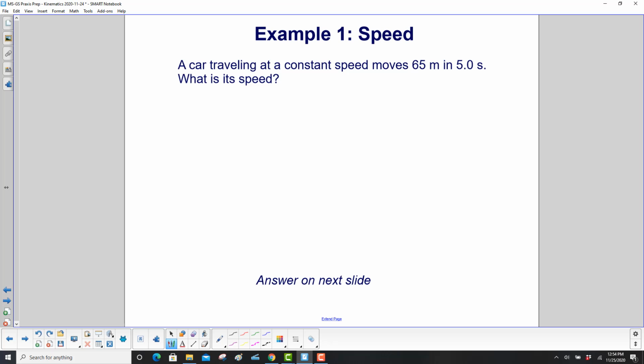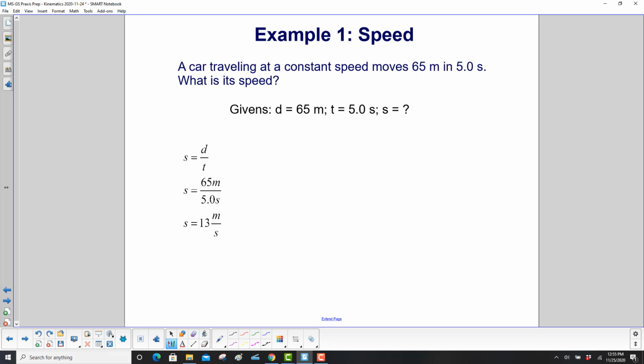Let's work a problem. We have a car traveling at constant speed, and it covers 65 meters in 5.0 seconds. What is its speed? Answer on the next slide. So here's our givens. Distance is 65 meters, time is 5.0 seconds, and we're looking for speed. So don't get confused between seconds and speed there. You have to take it into context.